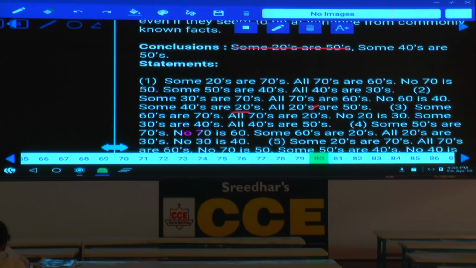Then coming to 50 and 40. If you observe here by combining the last two statements, some 40s are 20s, these are cross and cross. Now this is tick and cross, middle term 20 is distributed as a middle term, and some 40s are 50s is also true. Then what is your answer here? Choice 2 is the answer. Done with this? Now this is about questions number 76 to 80. Clear?